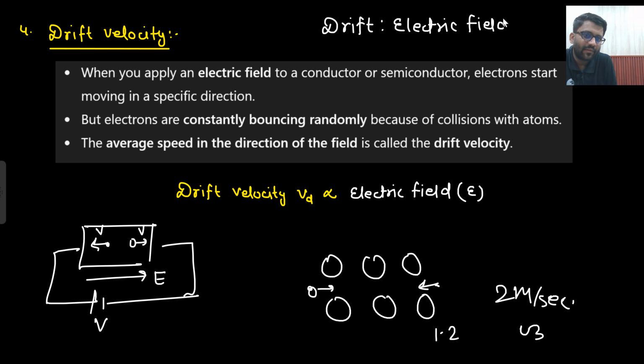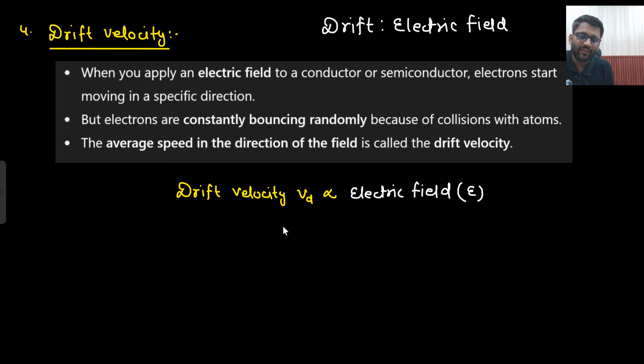So till this point, if I ask you why the electron moves: when you apply an electric field, drift velocity comes into action, and if electrons are moving, then current comes into action. That current will be known as drift current. So whenever I say drift, in your mind electric field should come into action. Drift means electric field.